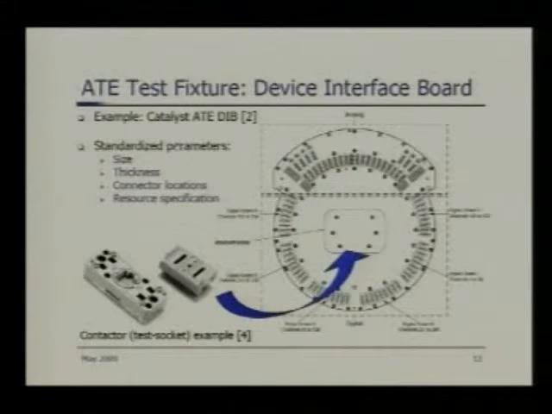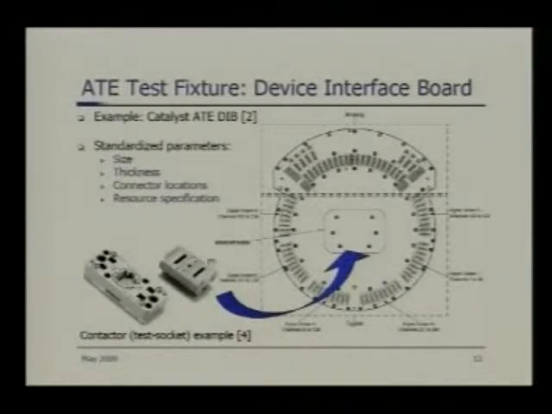The parameters that are standardized are the size of the PCB, the thickness of the PCB, and the location of the connectors. You see all the dots that are here are locations for connectors. Whenever you are using the PCB within the tester, you are basically touching down on these exposed gold plated sections where you are making the electrical contacts.